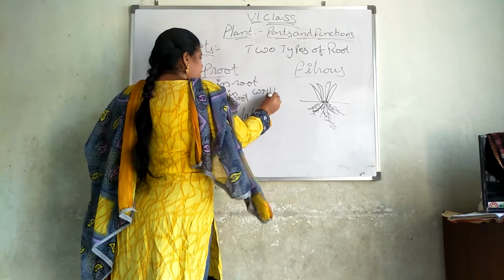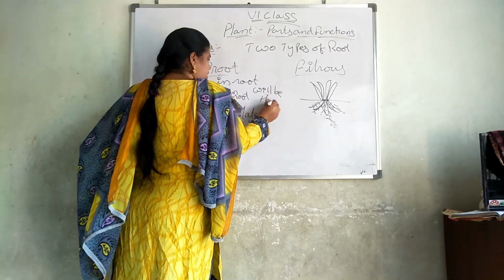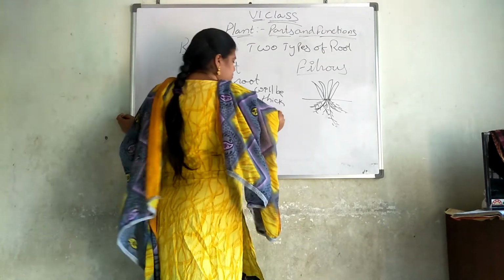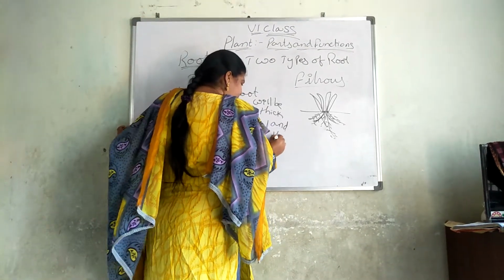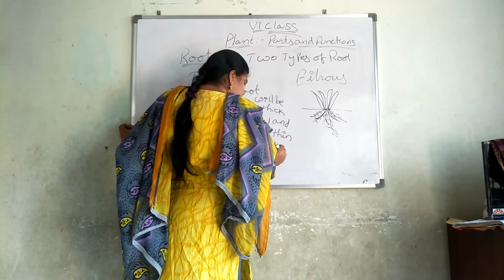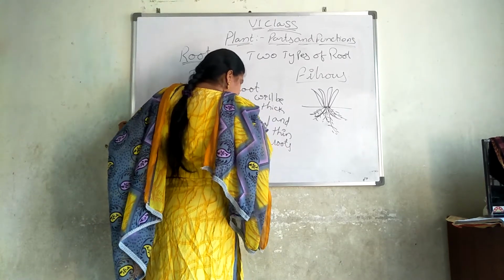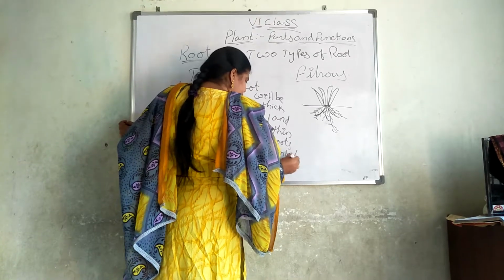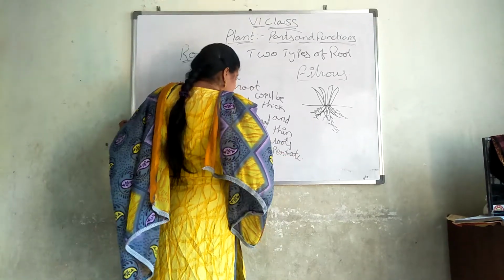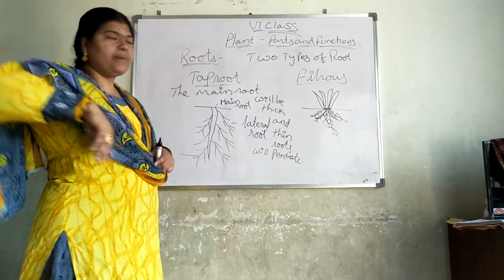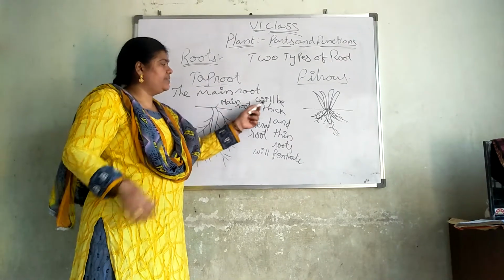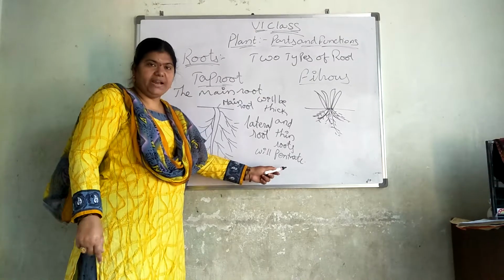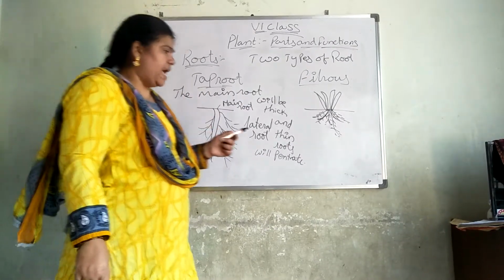The main root will be thick and thin roots will penetrate. This is called the taproot system. What is the taproot system? The main root will be thick and the lateral thin roots will be penetrating. These are called a taproot system.